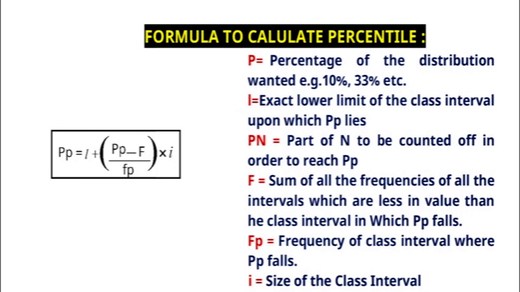Now, L is the lower limit of the class interval upon which Pp lies, where the Pp will come, the lower limit of that class interval. Now, pn is calculated as p by n upon 100, the part of the N to be counted off in order to reach Pp. Capital F is the sum of the frequencies of all the intervals which are less in value than the class interval in which Pp lies. Fp is the frequency of the class interval where Pp lies, and i is the size of the class interval.